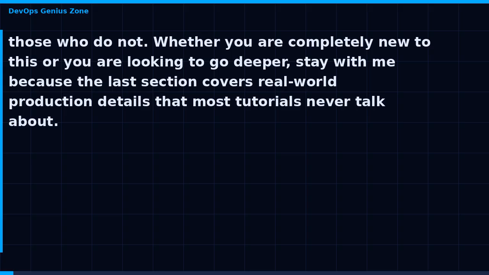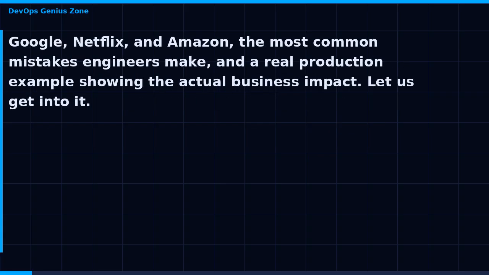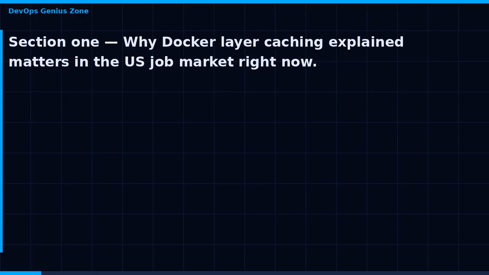Here is what we are going to cover today. We will start with why Docker layer caching explained is so important in 2025 and what problem it actually solves. Then we will go deep into the core concepts, how it works under the hood, how to get started correctly, the best practices used at companies like Google, Netflix, and Amazon, the most common mistakes engineers make, and a real production example showing the actual business impact. Let us get into it.